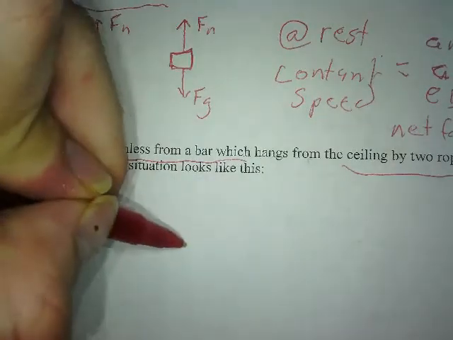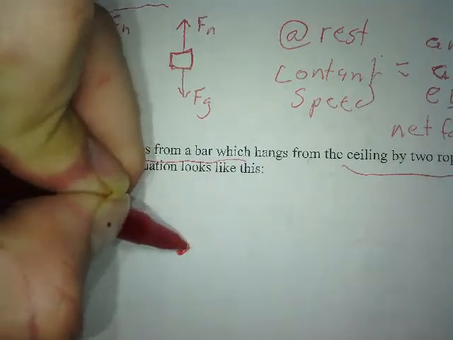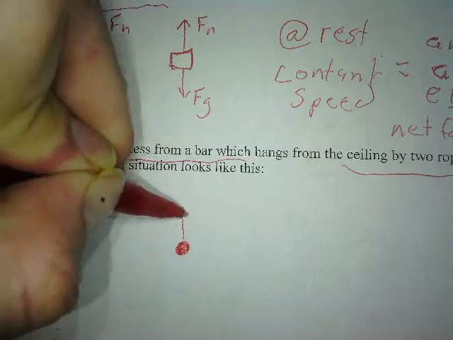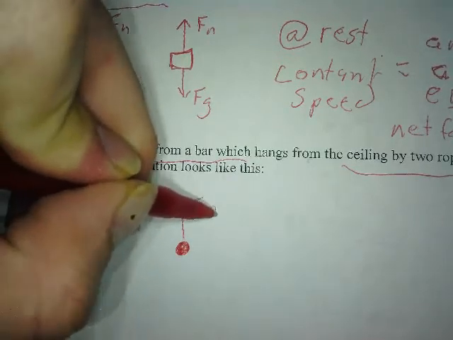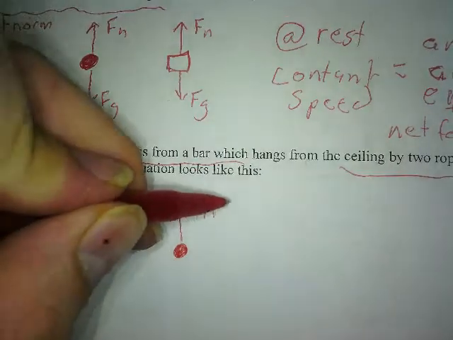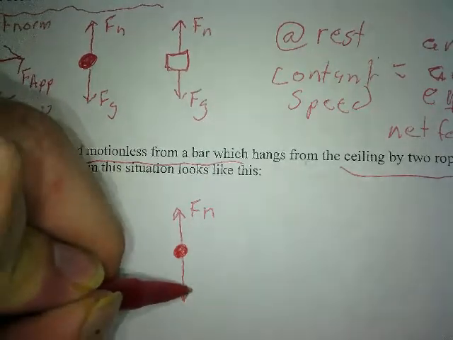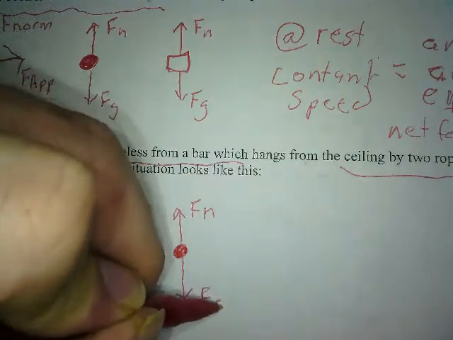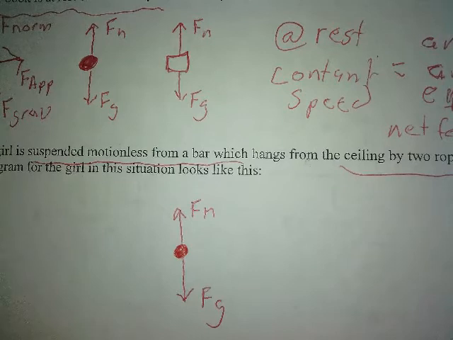Alright, so basically we have the girl right here. We have the rope pulling her up, which is the normal force. And we have the force of gravity pulling her down. And they're both the same length because she's not moving.